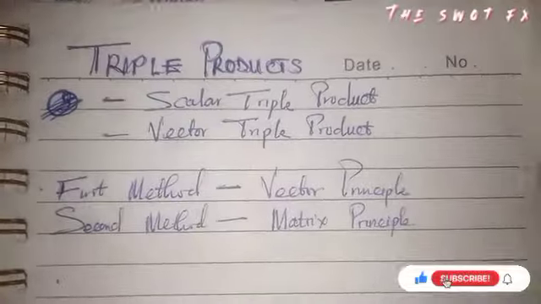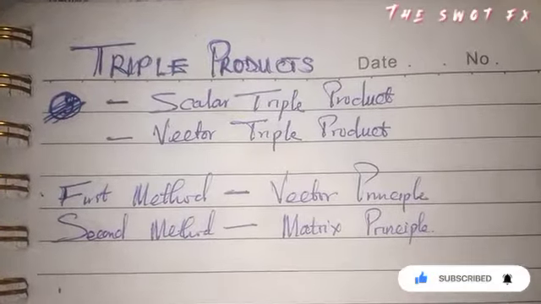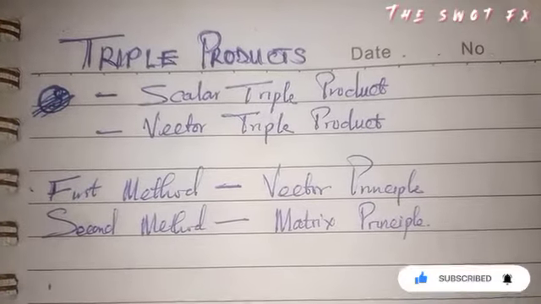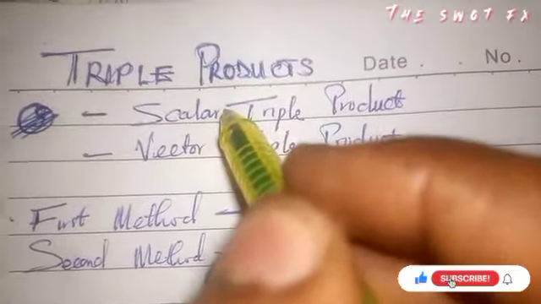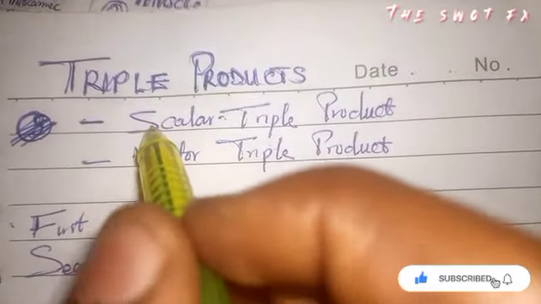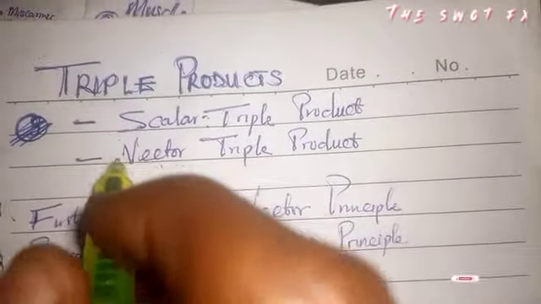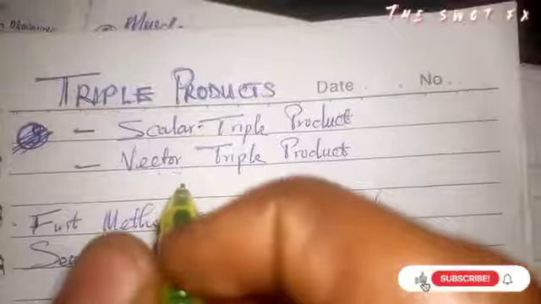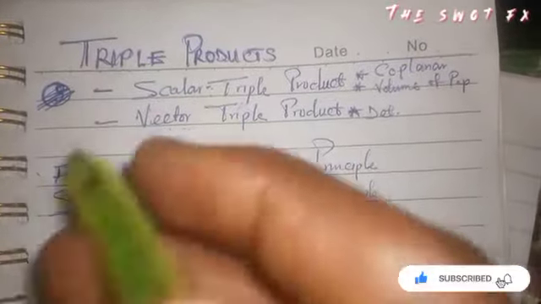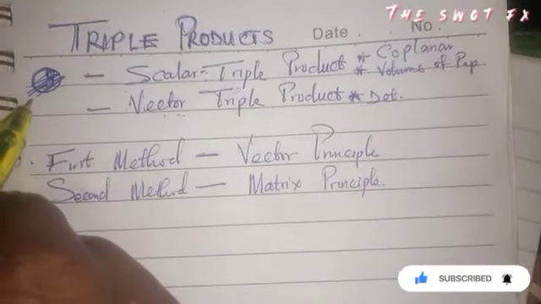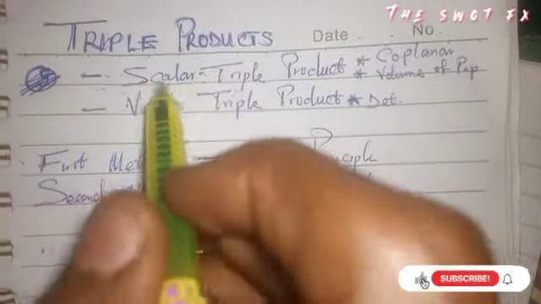Okay, good evening everyone. We've been discussing, and today we'll be looking at triple products. The triple product of vectors can be in two forms: scalar triple product or vector triple product. Like I was saying, we've been discussing some forms before. Now, going through triple products, we'll be discussing these two forms, scalar triple product and vector triple product.